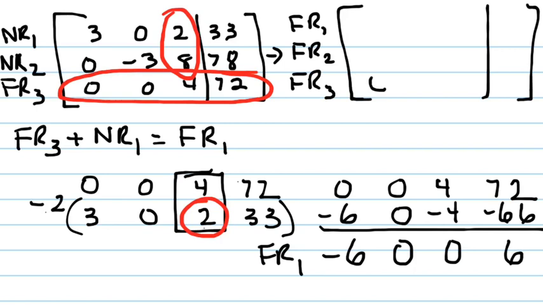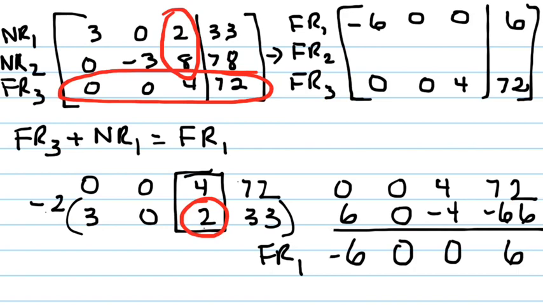Oops, sorry. Remember, since we're using final row 3 as our eliminator, it stays the same. So now we'll stick in our final row 1. Alright? Now we need to do the same thing to get final row 2.